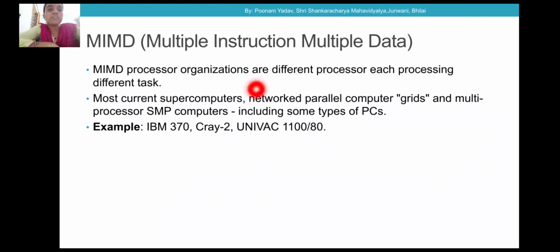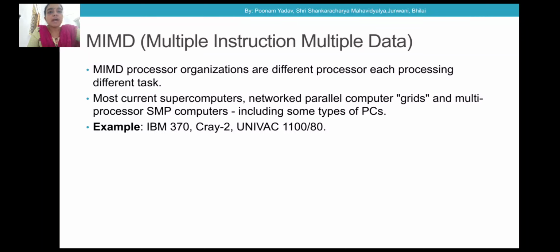Now MIMD processor organizations are different: each processor is processing a different task. Okay, means one PU is performing A plus B, then another is performing C into D, then another is performing E minus H. Okay, so in this way they are working on different instructions on different data sets. Most popular supercomputers, network parallel computers, grid and multiprocessor SMP computers, including some types of PCs, use this MIMD concept.